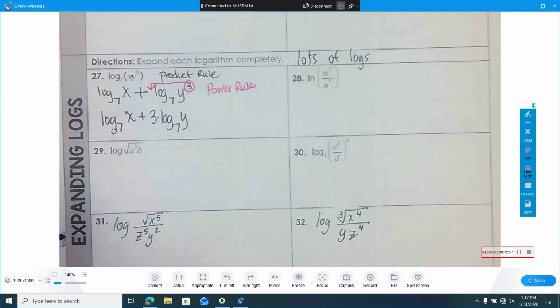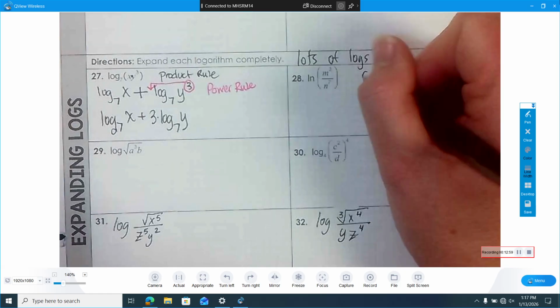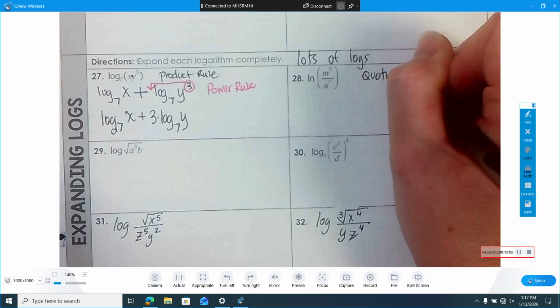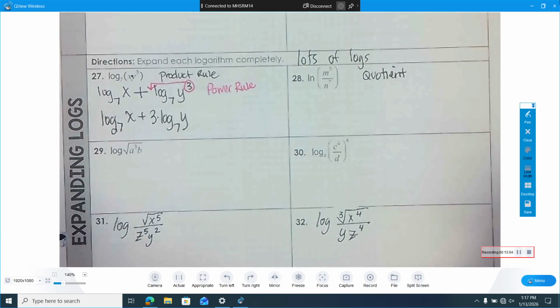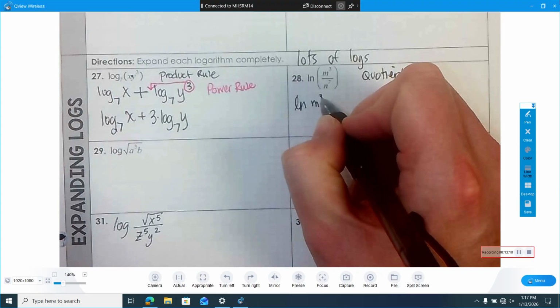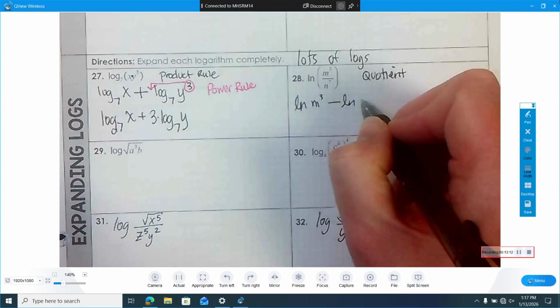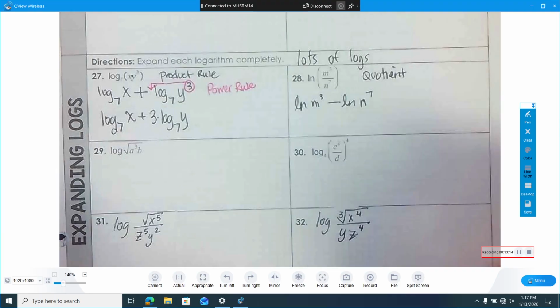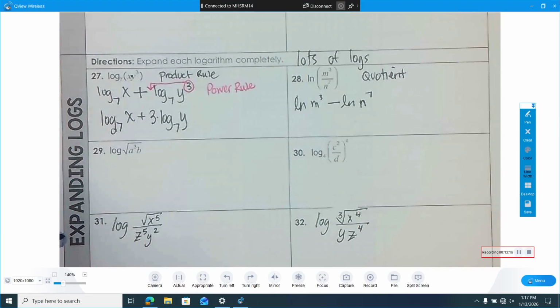On number 28, what operation do we have? Quotient. So this is a quotient rule. All right, what does the quotient rule tell me to do? Subtract the logs. So we have the natural log of m cubed minus the natural log of n to the 7th. So we're subtracting our logs now.